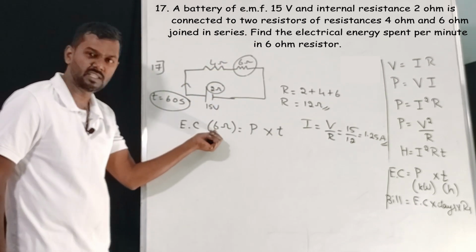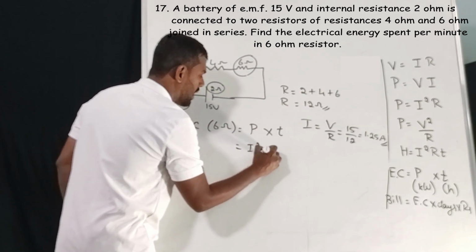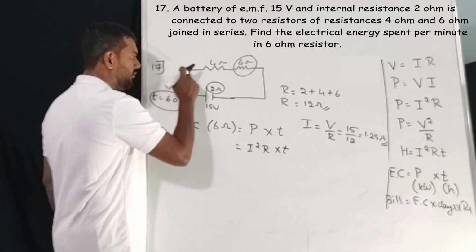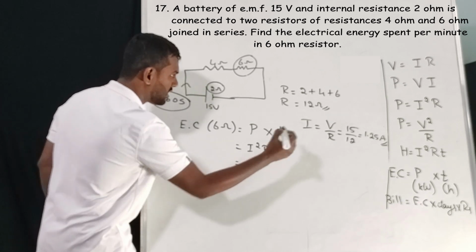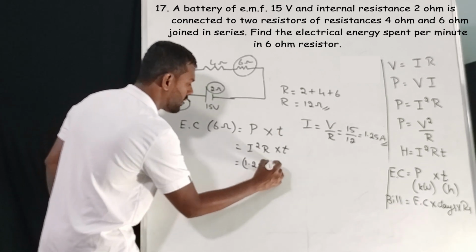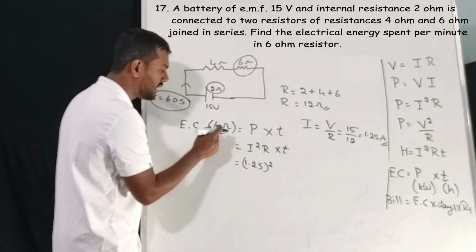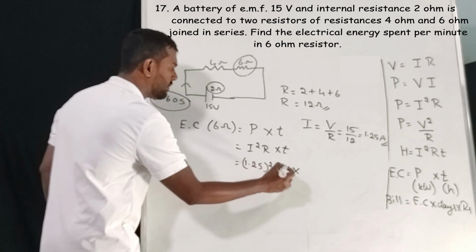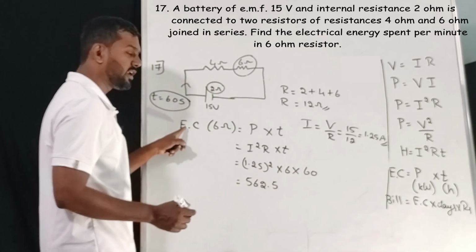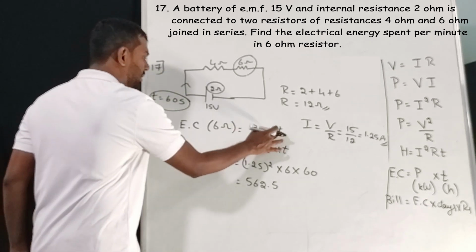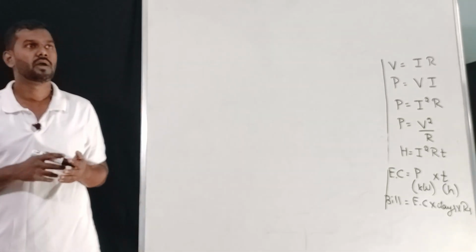Using the current and this resistance, we can easily find power. Using the third formula, I square R into T. We are using the total current, because current remains the same in a series connection. So I is 1.25 squared, and R is not the total resistance, they are talking about the particular resistance, that is 6 ohm, into 60 seconds of time. The answer is 62.5. What are we finding? Electrical energy consumption, and time is in seconds, so the answer will be in joules. That's it. Question number 18.